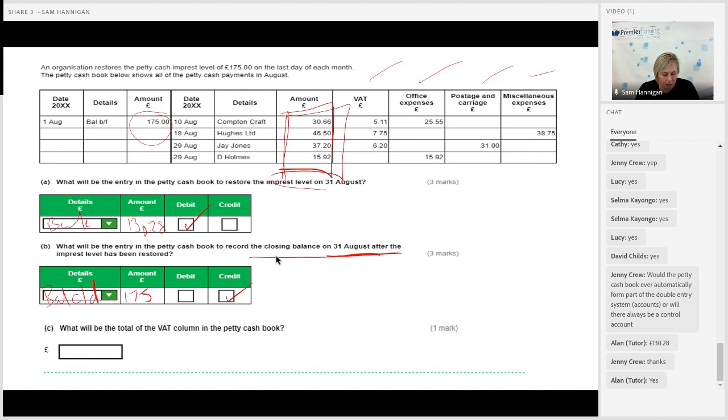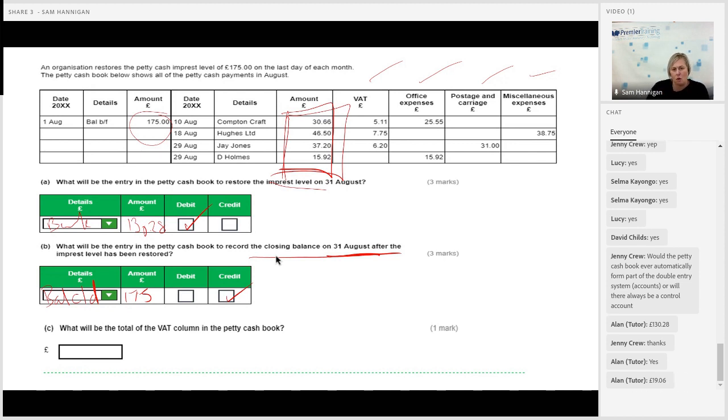What will be the total of the VAT column in the petty cash book? Alan, have you totaled it up for me? 6, 10, 13. Oh, thanks. £19.06. Okay, and that would be debited in the VAT account. And the reason it's a debit is because it's being entered on the credit side of the petty cash, but it's also an expense to the business. So the business can claim the VAT back as an expense, as a debit entry.